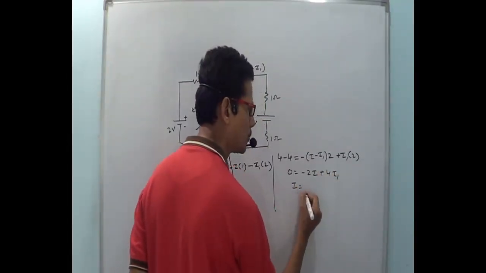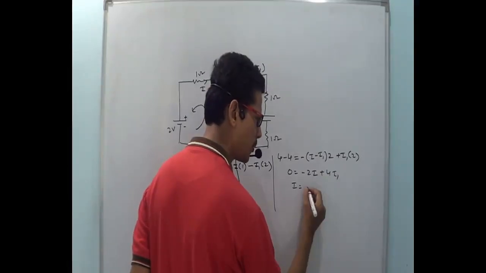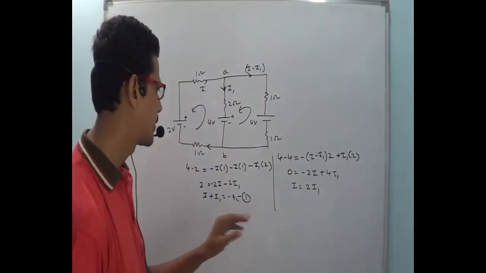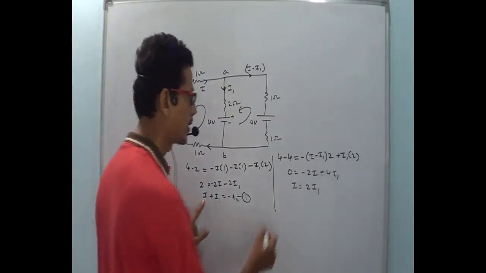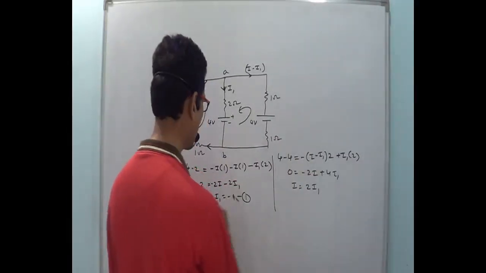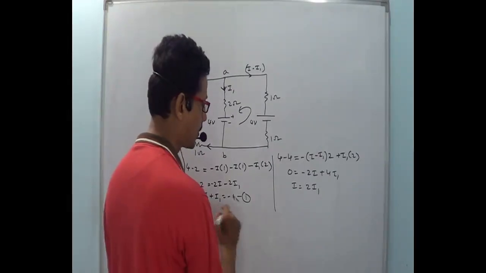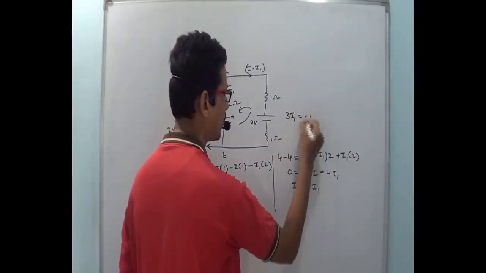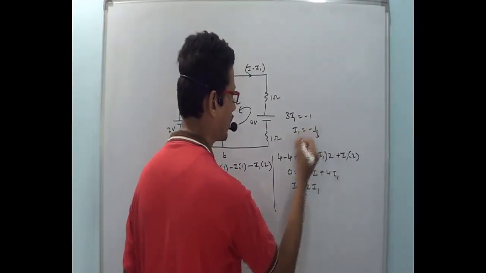So I is equal to how much will you get? 2I1 you will get. Now I want to find out what this I1 is. So instead of I, what can I substitute? 2I1 I can substitute. 2I1 plus I1 is 3I1. 3I1 is minus 1. 3I1 is minus 1 and I1 will be equal to minus 1 by 3.